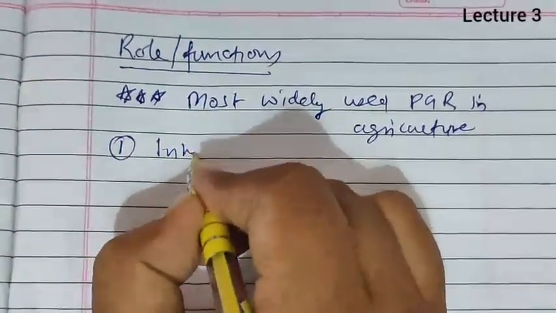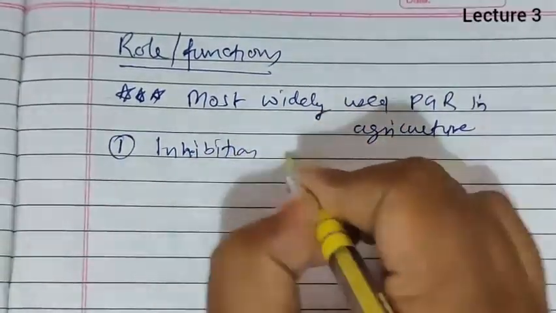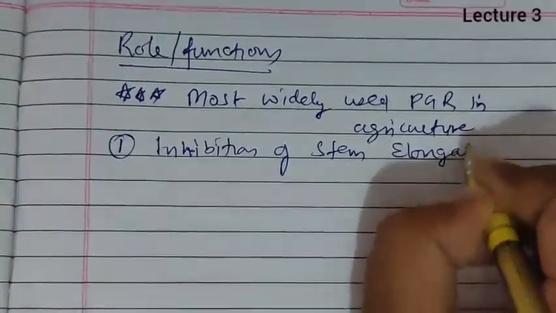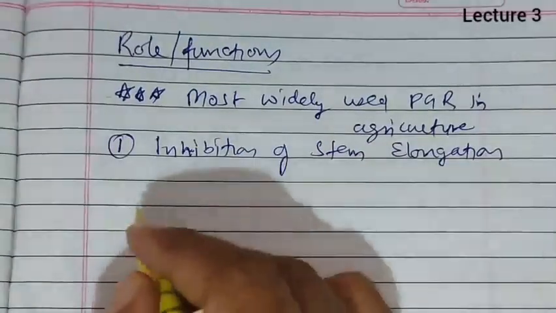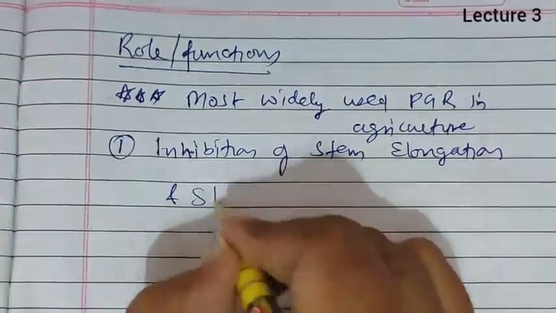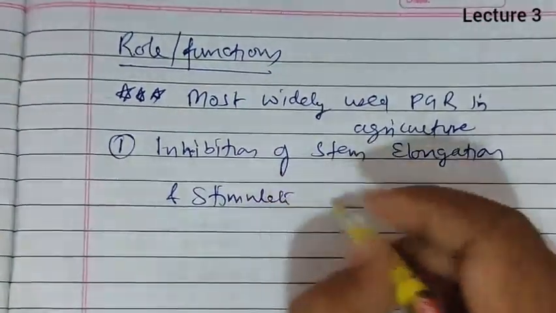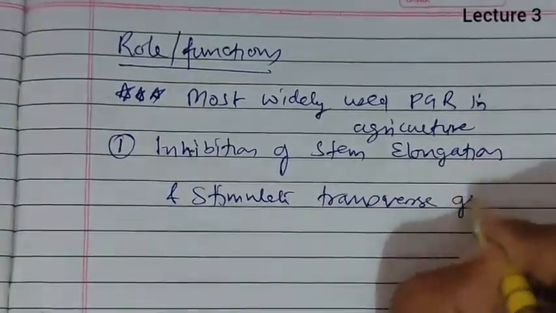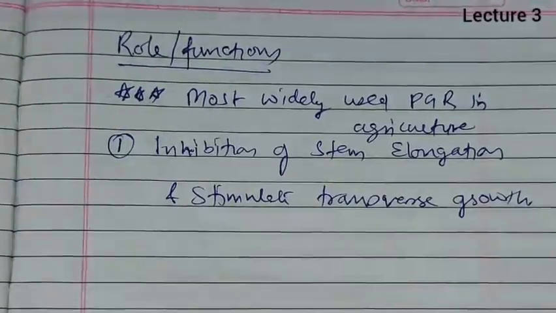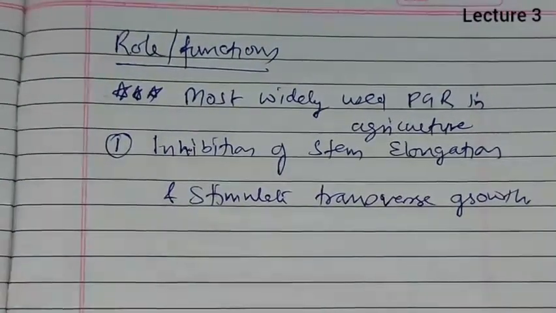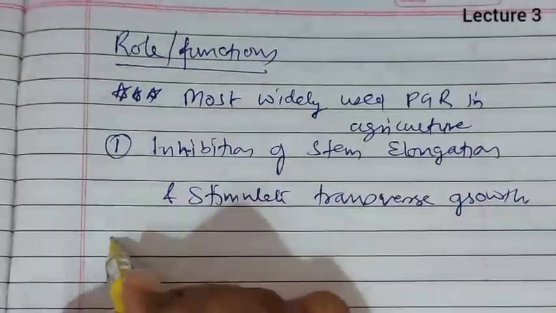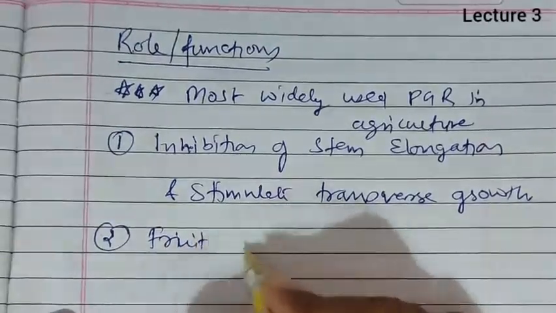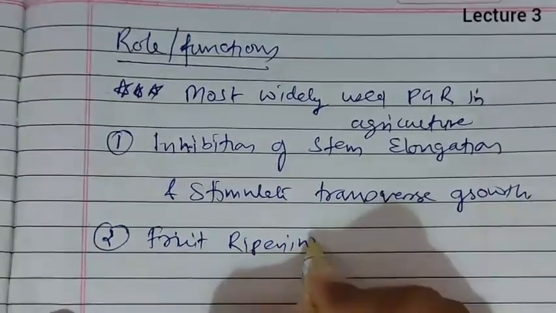It causes inhibition of stem elongation and stimulates transverse growth, so the plant increases in girth or girth wise. So this is known as horizontal growth, so it increases transverse or girth wise growth. Second, it promotes fruit ripening.